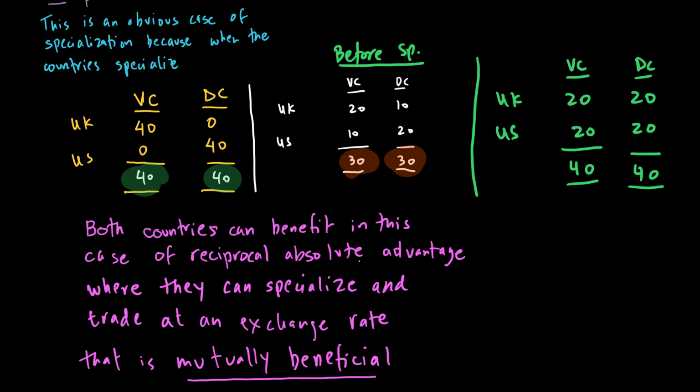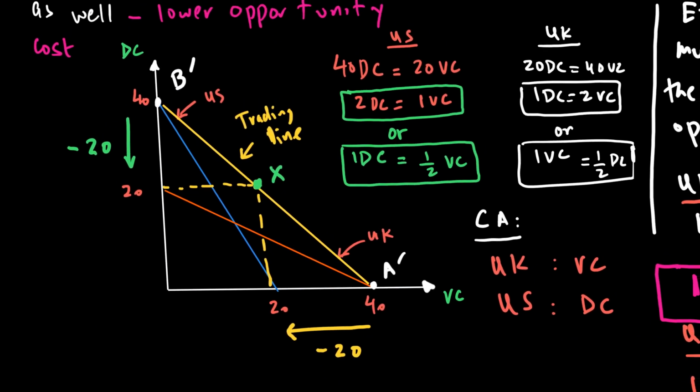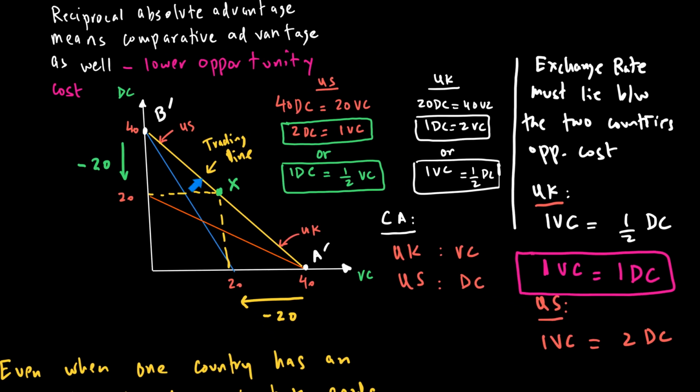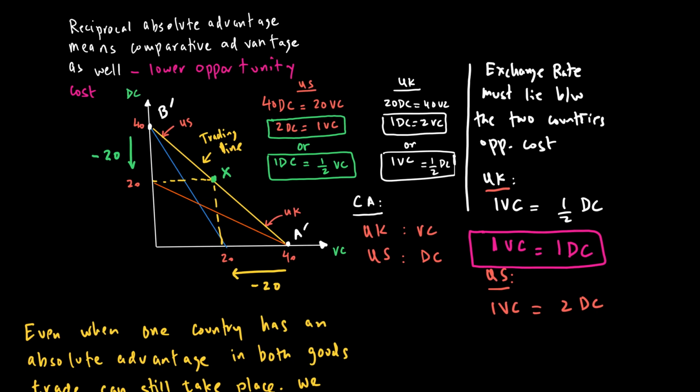So both countries are now at this point X. Now if you remember our PPC theory, any point to the right of the PPC is an unattainable point. So if you are on the orange line and suddenly I tell you you will be at this point X, you will be like, oh, I can get more of both goods, this means I'm better off. Similarly, if you're on the blue line and you can get more of both goods, you will be at X. So this X was previously unattainable, but now with trade, we are able to be at the yellow line or point X, which was previously unattainable.